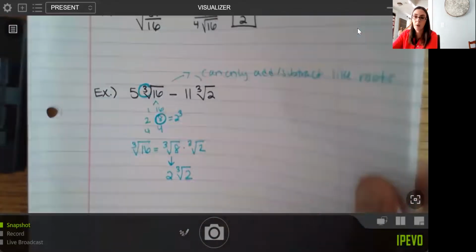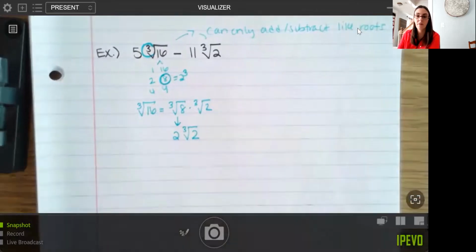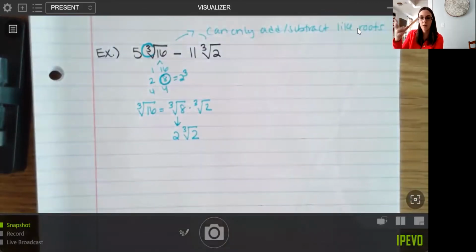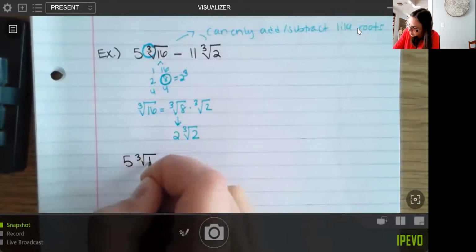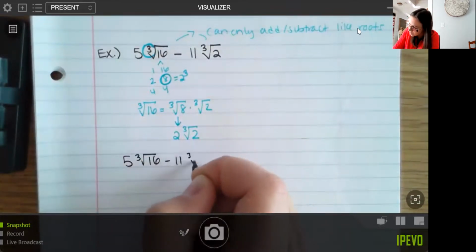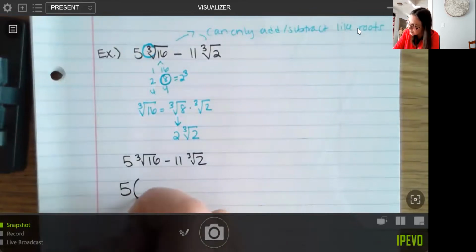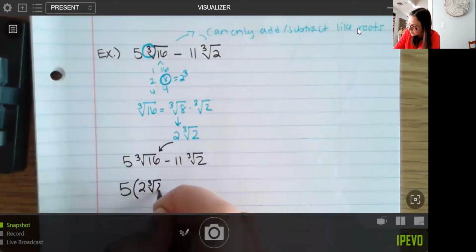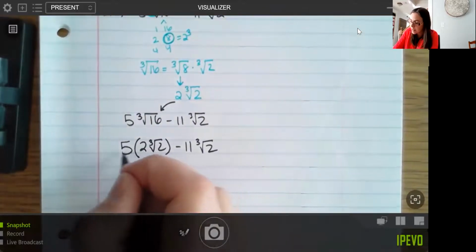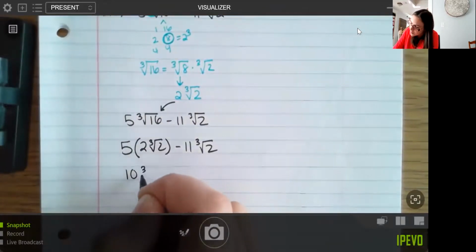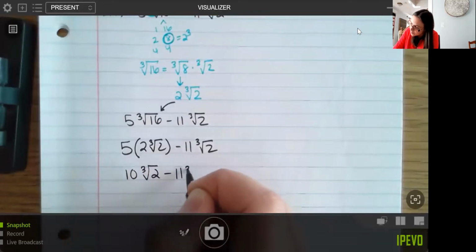You're going to notice that exponents make that number blow up very quickly. So if you have higher power roots, a lot of our answers are smaller numbers because they grow very fast once we start multiplying them out. So what this becomes, that 5 cubed root of 16 minus 11 cubed root of 2 becomes 5 times, and then this gets plugged in here. So 2 times the cubed root of 2 minus 11 cubed root of 2. I multiply those outside numbers, I get 10 cubed root of 2 minus 11 cubed root of 2.